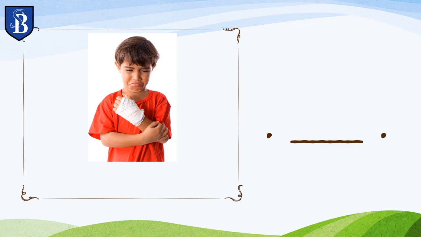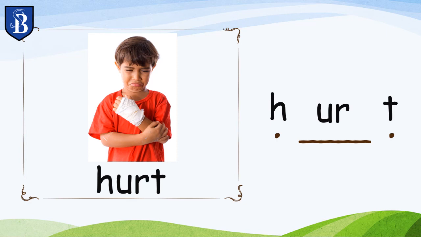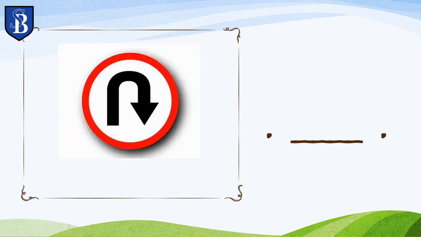Let's see how we did. We needed an H to make the sound at the beginning of hurt. We need a UR to make that digraph, and finally we use the letter T to make the T at the end of the word hurt. Hurt. H-U-R-T. Well done. Let's try another word.